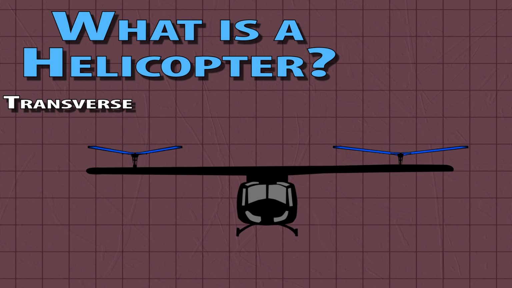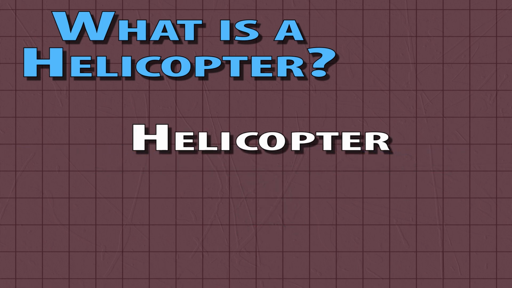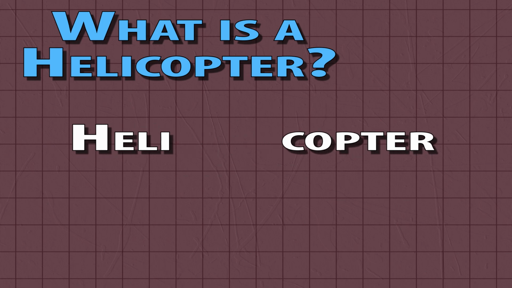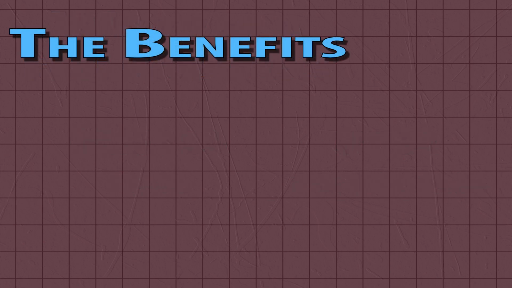Also of note are quadcopters, mostly used as drones or toys. 4 rotors combine transverse and tandem systems. Interestingly, to me anyway, the word helicopter is not helic-opter, it's helico, meaning spiral, and pter, meaning with wings, like pterodactyl. The benefits. Why go to all this trouble?